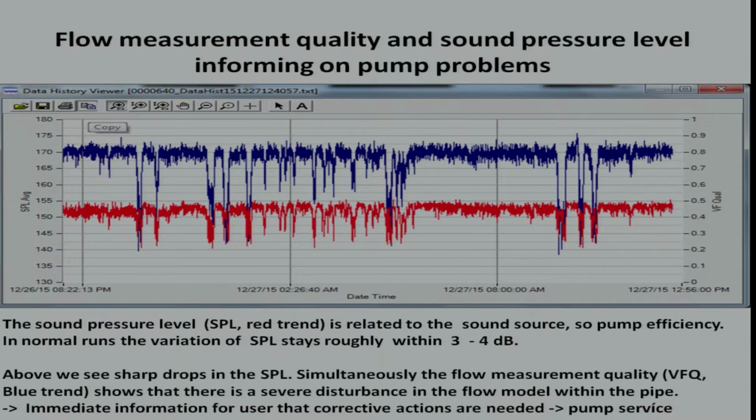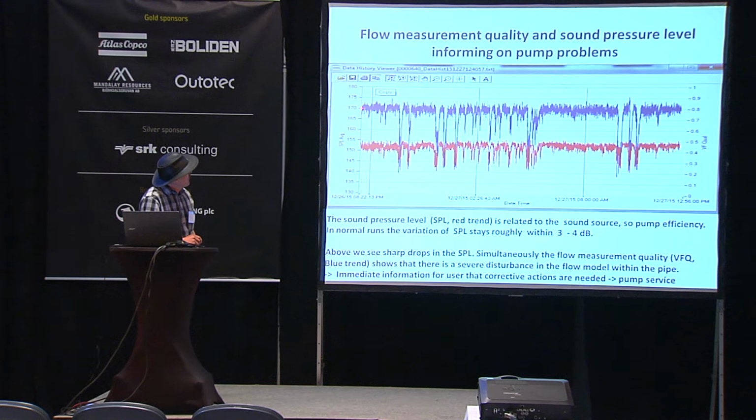Here we see a situation where we do have the sound pressure level, and this is a 4-hour trend here, and you can see that there are sharp drops in the sound pressure level. And there's the flow measurement quality factor, and we can see that those drops are causing severe problems to the flow model, so disturbances in the flow. Based on this, we can define that there's an immediate need for pump maintenance.